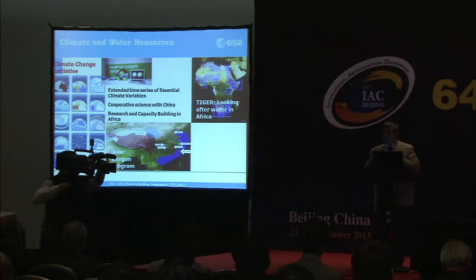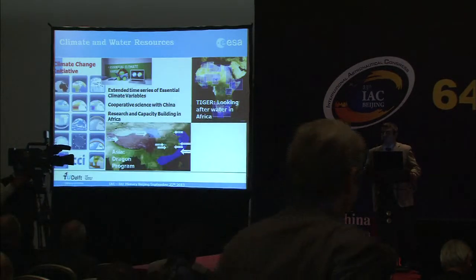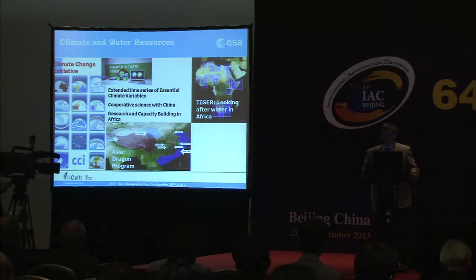sensors that have evolved over time. The microwave radiometers of 35 years ago are not the microwave radiometers we are using today, but they can be used to derive similar variables. That's the effort which is taking place under the Climate Change Initiative, developing at the moment 14 different major variables.